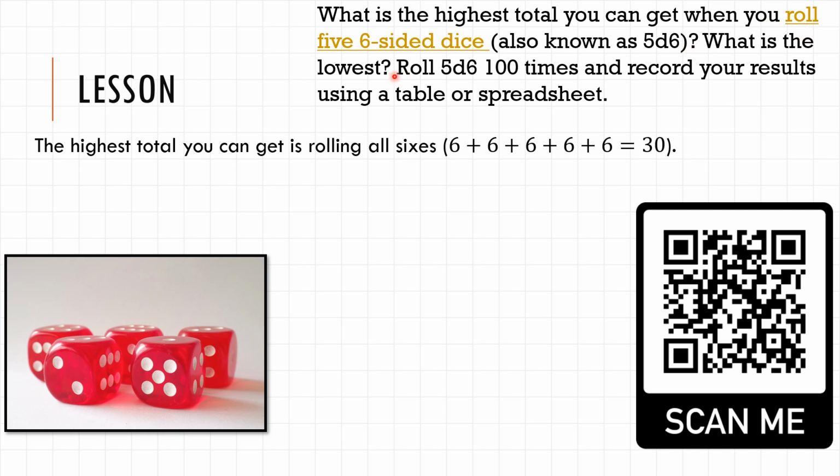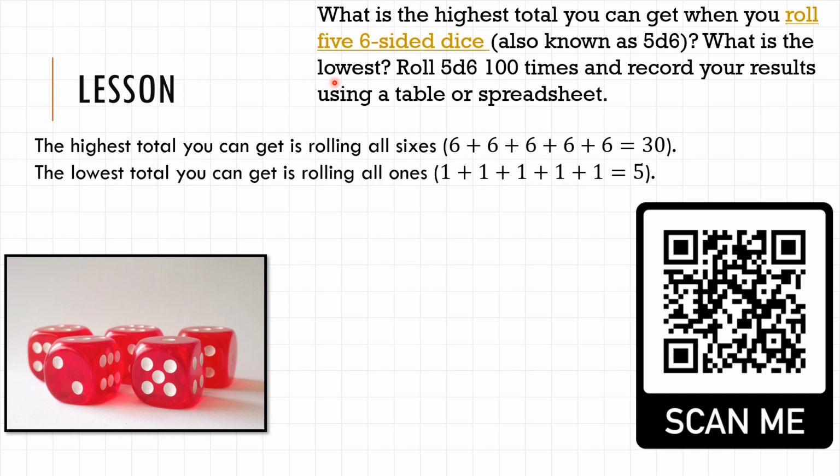What's the lowest total that you can get? Well, that would be 1 plus 1 plus 1 plus 1 plus 1. That's a 5. So what you can do right now is go to that QR code and click roll, and it will roll the dice for you and add up all the numbers. And I just want you to write down those numbers.